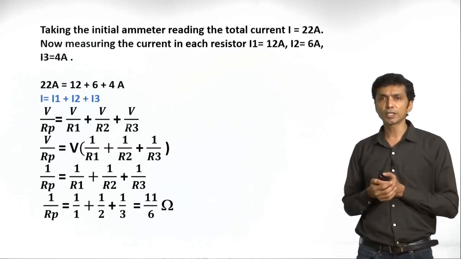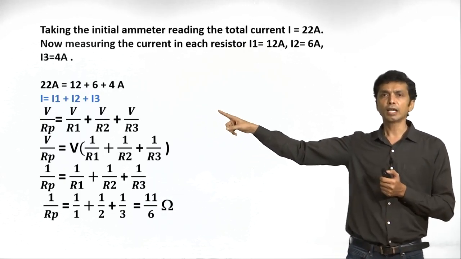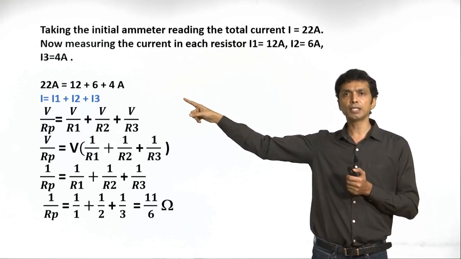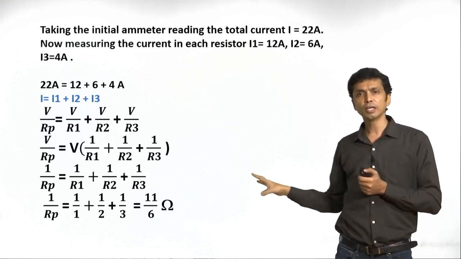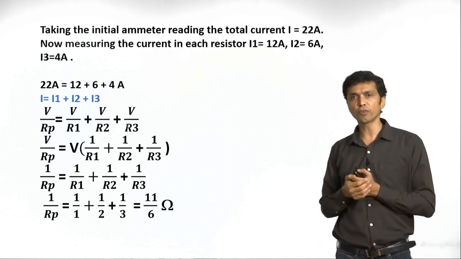So let us write down all the things. We got different currents at different resistances, I1 plus I2 plus I3. First we got 12, 6 plus 4. Look, 12 plus 6, 18, 18 plus 4 is 22. So that was the total electric current in the circuit. 22 ampere is equal to 12 plus 6 plus 4.